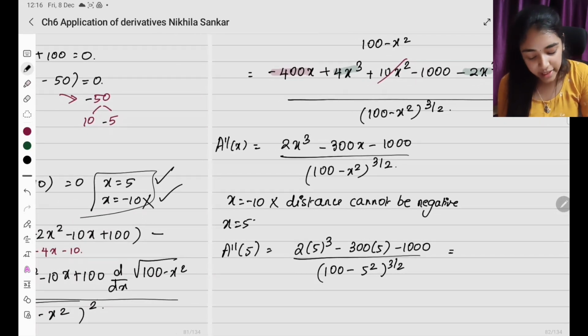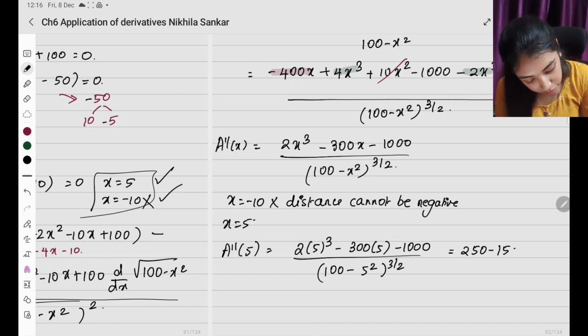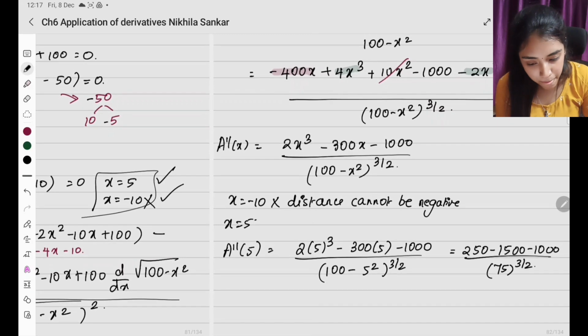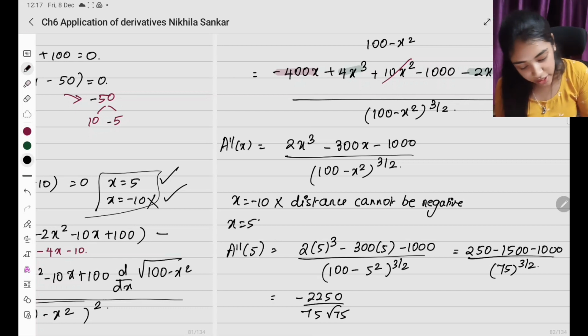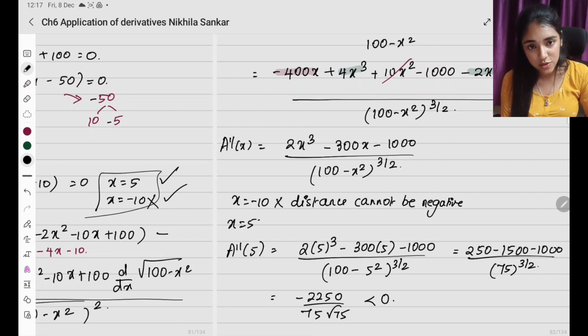So in the numerator I have 5 5s are 25, 25 5s are 125. 125 times 2 is going to be 250, minus 5 3s are 15, 1500, minus 1000, divided by 100 minus 25 which is going to be 75 to the power 3 divided by 2. Okay. So in the numerator I have minus 2250 divided by 75 root of 75. Can we write it like this? So when I simplify this, I'm getting basically a negative value. I need not simplify. I see I have a minus sign, so this is going to be less than 0.